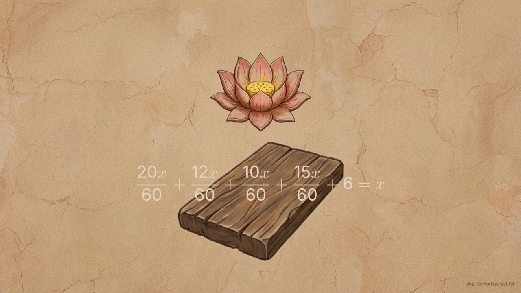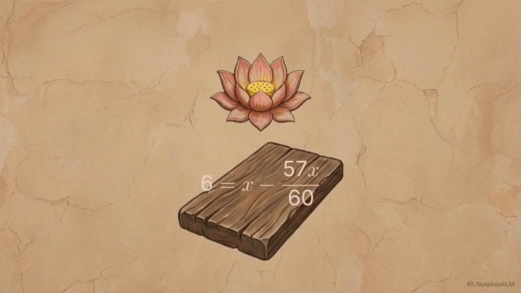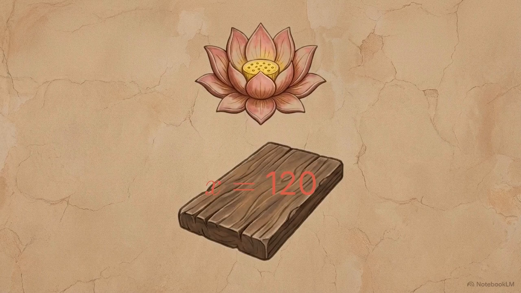Adding those numerators together, we get 57x over 60 plus our remaining 6 equaling x. Next, we subtract 57x over 60 from our total x on the right side of the equation. That leaves us with 3x over 60 equaling 6, which reduces cleanly down to x over 20 equals 6. Multiply both sides by 20, and we arrive at 120 total lotuses. Abstract poetic fractions resolve perfectly into a concrete whole number.